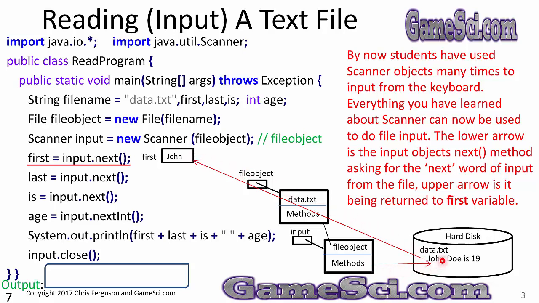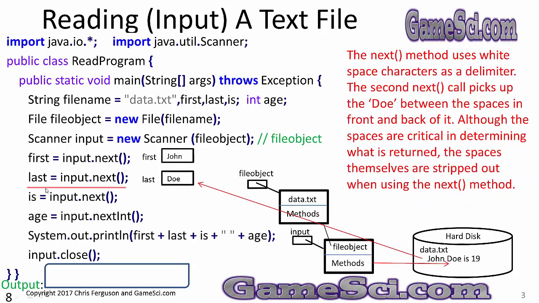The input object makes a request to read one word of data. That one word of data gets sent back as the return value from the next method, and it's assigned to the first variable. Let's do it again.